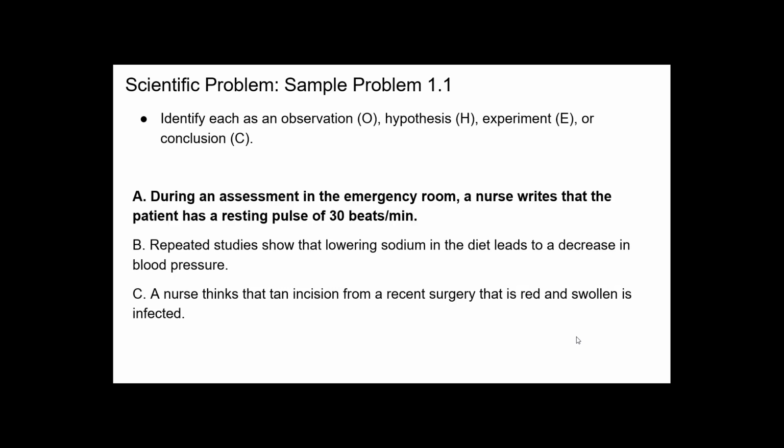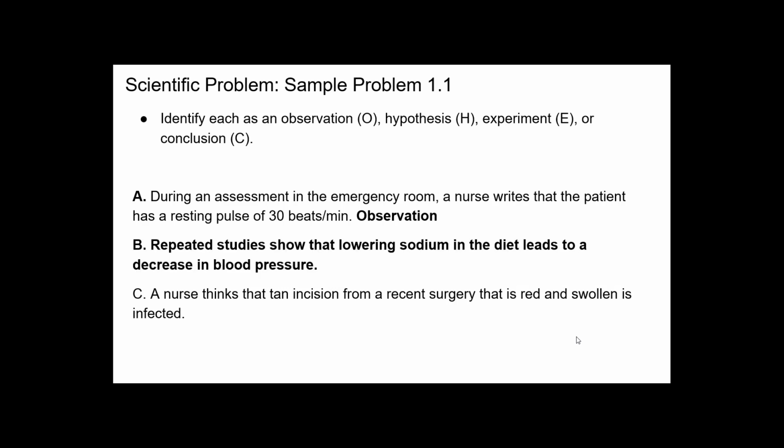So let's highlight that one. Based on what you're stating, what we're reading here is that a nurse is observing something. So this would be an observation. There's nothing else that's been done. It's not an experiment. It's not a hypothesis. It's not a conclusion. It's just an observation.